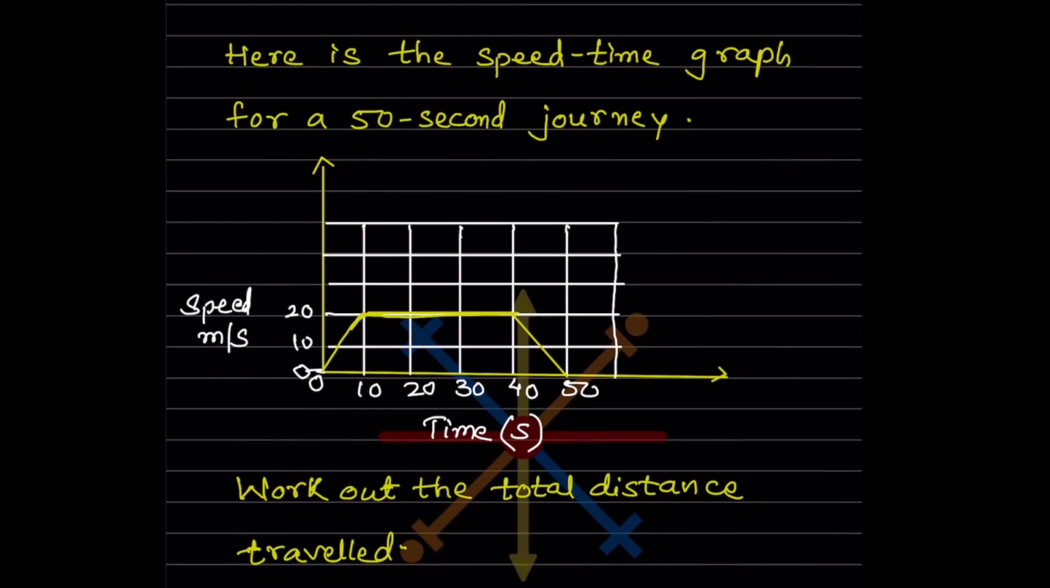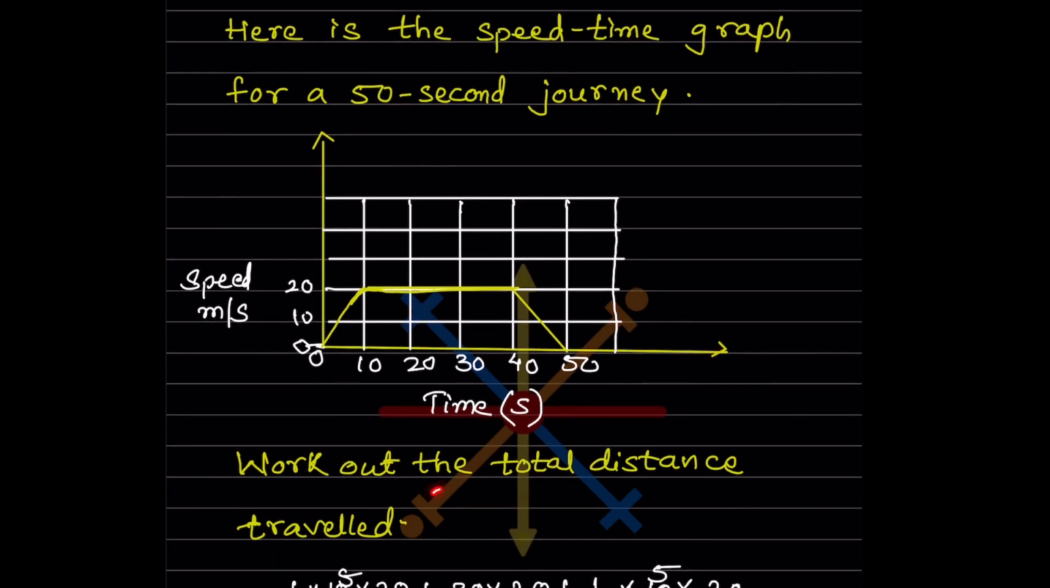Here is the speed time graph for a 50-second journey. This is given. This is the speed on the y-axis, and on the x-axis there is the time. And you have to work out the total distance traveled. So now what you can see here, be careful over here. See here, this goes up and then this is steady, and again this comes down, so we cannot directly find out the distance of this in a single step.